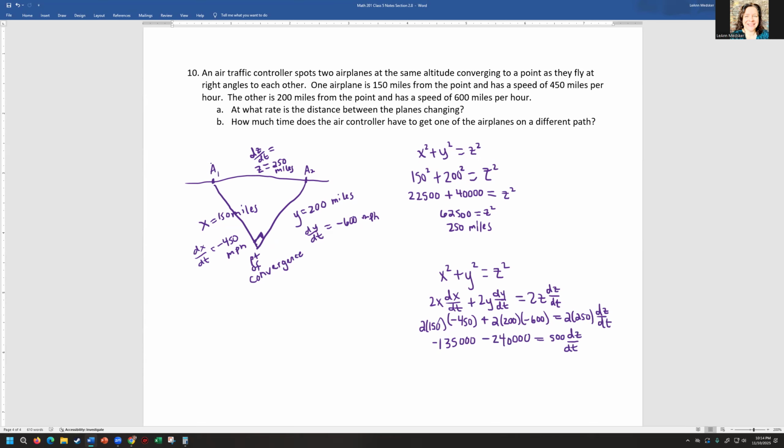We add these two, they're together, they're going to get more negative because they're both negative. So that'd be negative 375,000 equals 500 dz dt. Divide both sides by 500, you get negative 750. And again, this is the speed, the rate at which the distance between the planes is changing. It's changing at negative 750 miles per hour.